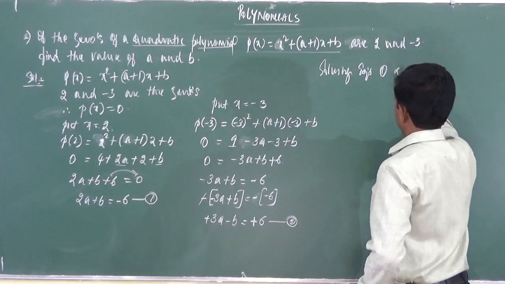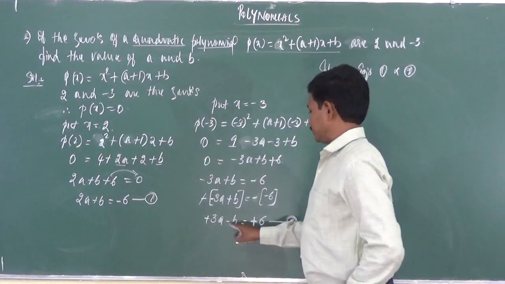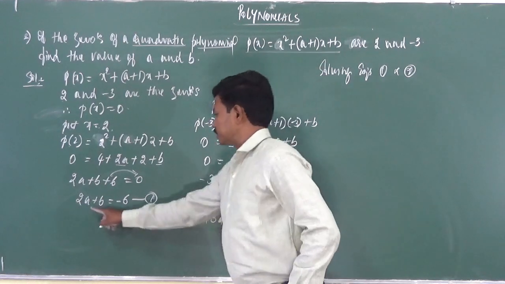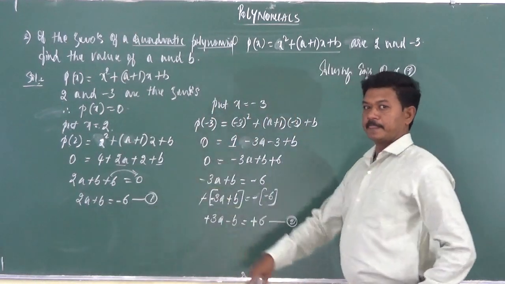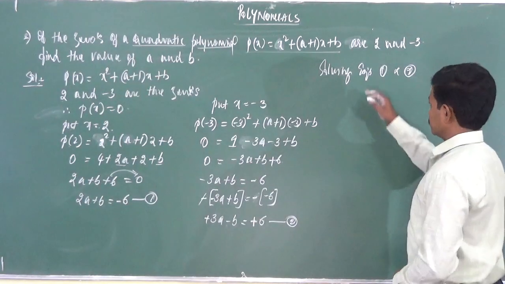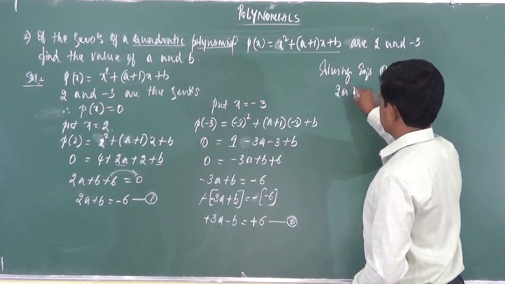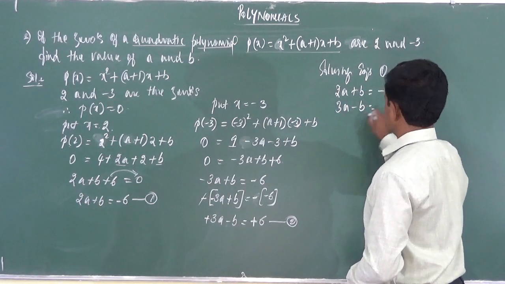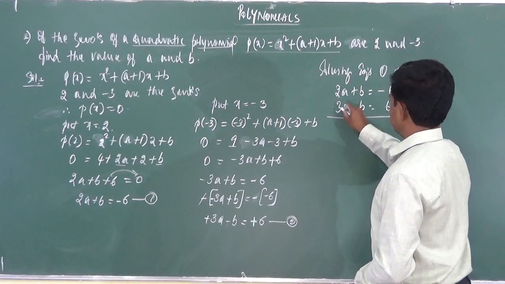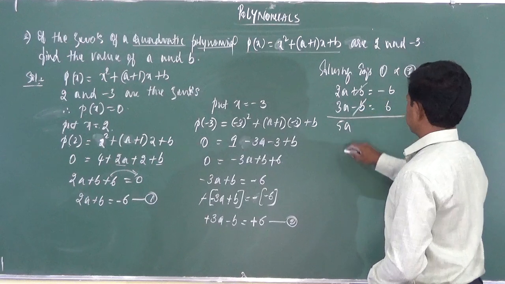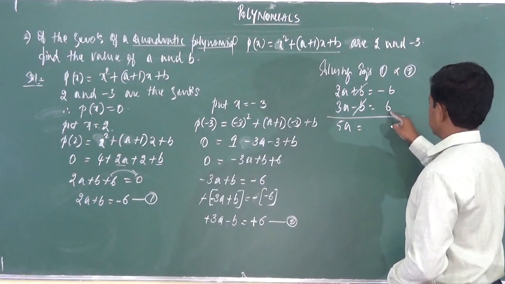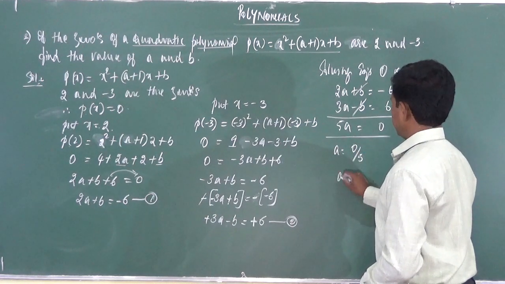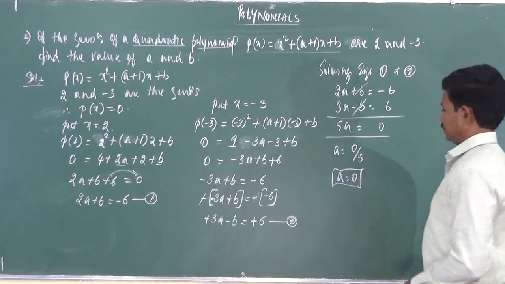equations 1 and 2, in this expression we have minus b, here we have plus b. So when we add these two expressions, plus b and minus b are going to get cancelled and we can get the required value. So solving equations 1 and 2, 2a plus b is equal to minus 6 and 3a minus b is equal to 6. So here 3a plus 2a is 5a, plus b minus b cancels, is equal to minus 6 plus 6 is 0. So 5a is equal to 0, a is equal to 0 by 5, so a is equal to 0. The value of a is 0.